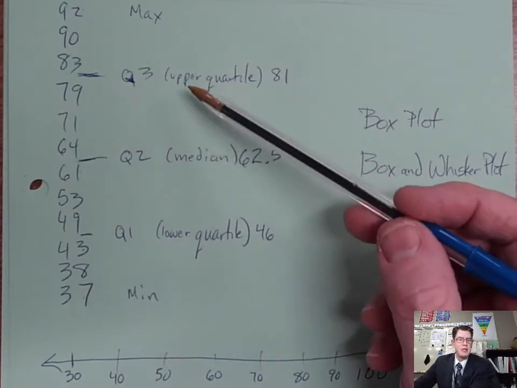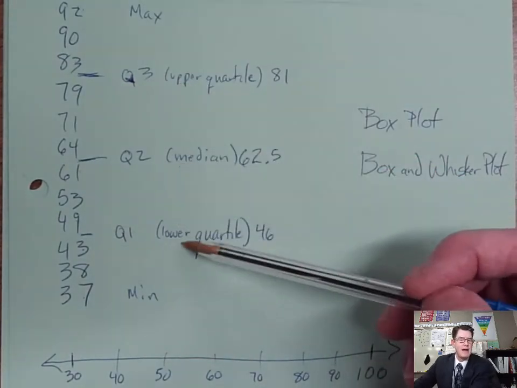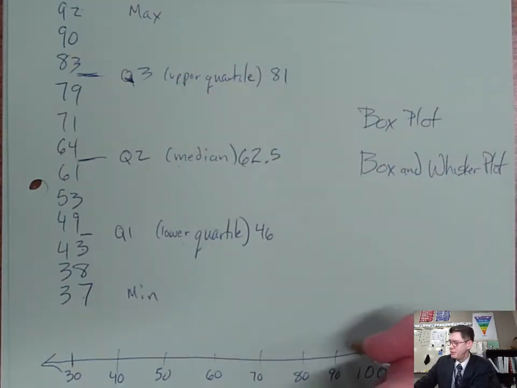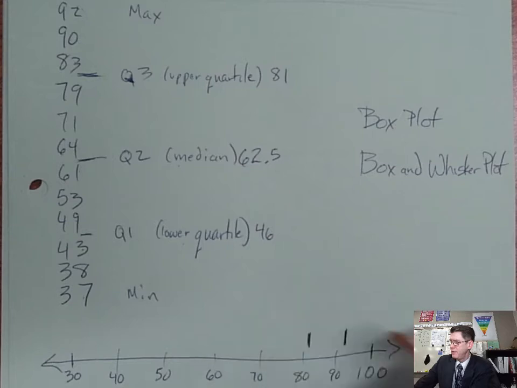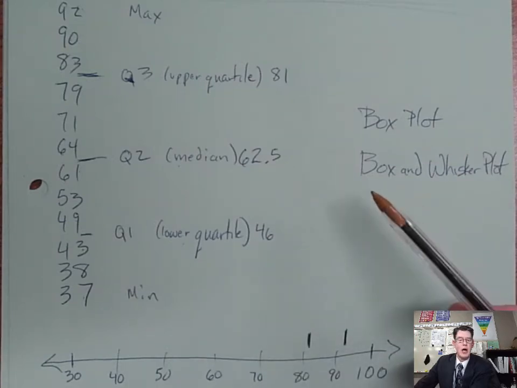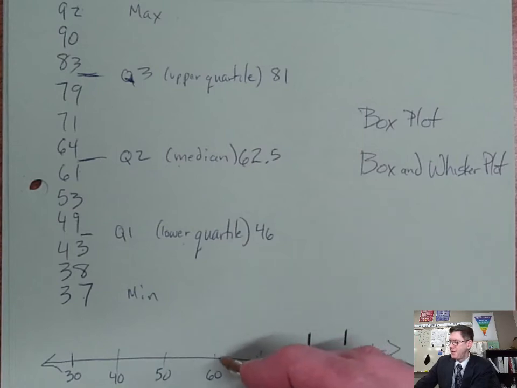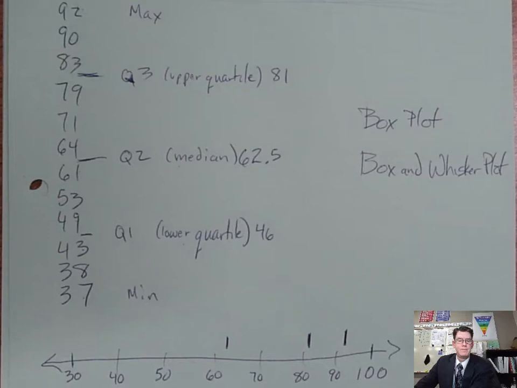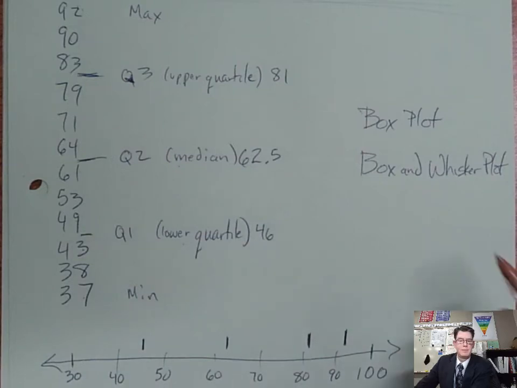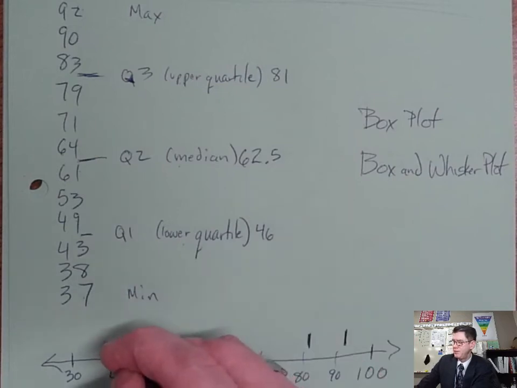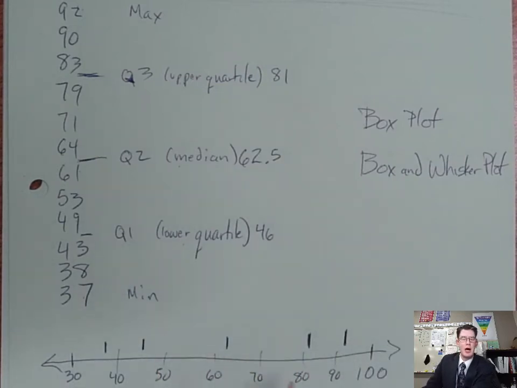Have the number line, so it's going to include all of these. Now here's what we do. See these 5 numbers? We draw a line at these 5 numbers. Draw a line at 92. I'm going to draw a line right there. Draw a line at 81. Draw a line at 62.5. 62.5 is about right there. And draw a line at 46. And then draw a line at 37. These are the lines for my artwork for my box and whisker plot.